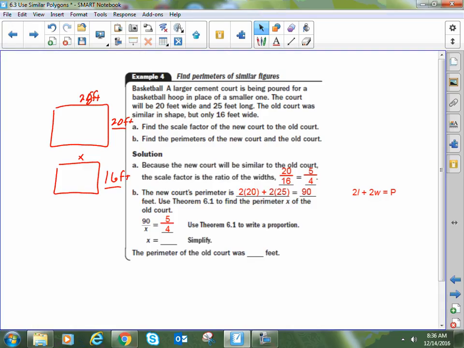So here in this example, we're saying perimeter over perimeter. So we're saying the perimeter of the new one over the perimeter of the old one, and that's how we're getting that ratio. And then we'll set it equal to the scale factor of 5/4 and do our cross multiplication and show that the perimeter of the original smaller court was 72 feet.